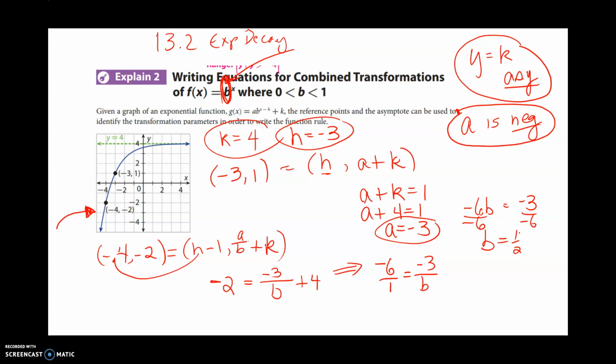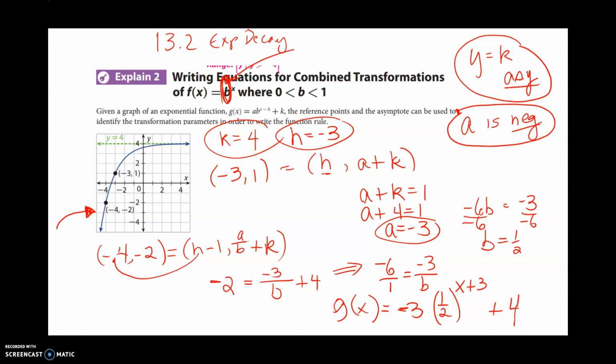All right, so here's our final equation. G of x equals, where's our a? Negative 3. Oh, thank goodness it was negative, right? We said it better be negative. B is 1/2 to the x minus h. We said h is negative 3, so x plus 3, and k is 4, plus 4. So I believe that's what we got.